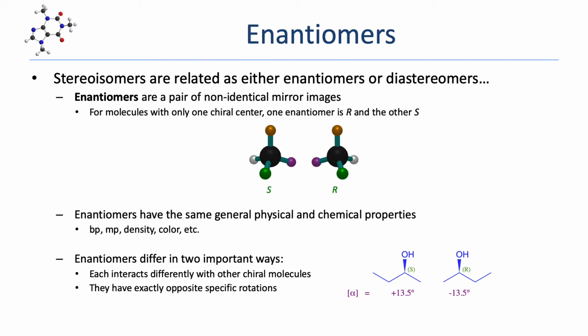But enantiomers are different in two very important ways. Each enantiomer interacts with other chiral molecules uniquely, and each enantiomer will have the same but opposite specific rotation. If one of them is dextrorotatory, the other will be levorotatory, but to the exact same angle. So here I have an example of an alcohol, and it's a chiral molecule. We can see that one enantiomer is the S and one enantiomer is the R, and the specific rotations are the same value but in opposite directions. The S enantiomer happens to be plus 13.5 degrees, and the R enantiomer happens to be minus 13.5 degrees.